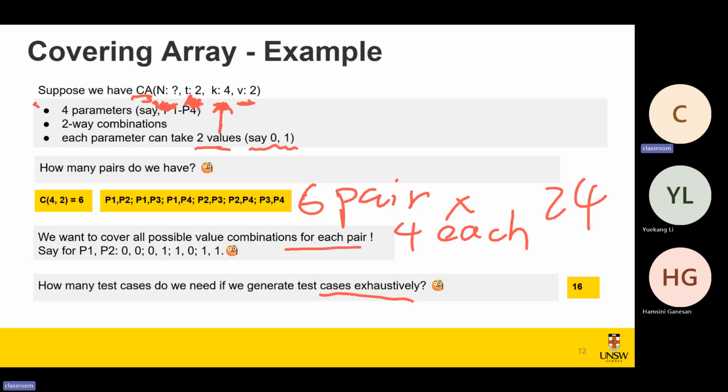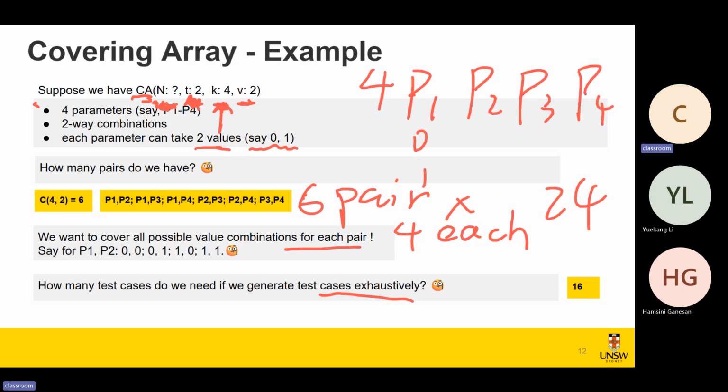Because 24 is kind of redundant. Because we have 4 parameters, P1, P2, P3, and P4. And each can be only 0 or 1, right? We can consider them as 4 bits. 4 bits, how many possibilities do we have for 4 bits? We have only 16. So it's 2 to the power of 4. Total number of possibilities we have.